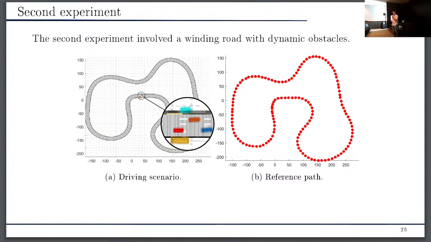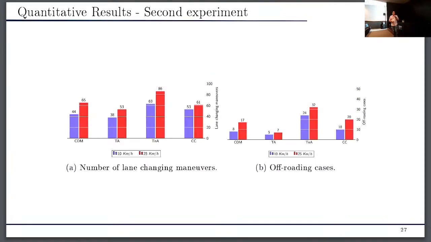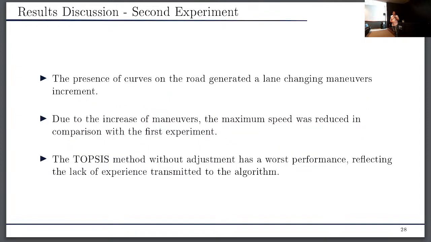Then we have another experiment. This experiment involved a winding road, as you can see in figure 8, with the respective reference path. The number of collisions in this scenario increased, and the difficulty increased because of the existence of curves. The average top speed was reduced because the vehicle has to stop at certain moments of the experiment to take the curves. The number of lane changing maneuvers increased due to the change of lanes to take the curves, and off-roading cases followed the same tendency as the lane changing maneuvers.